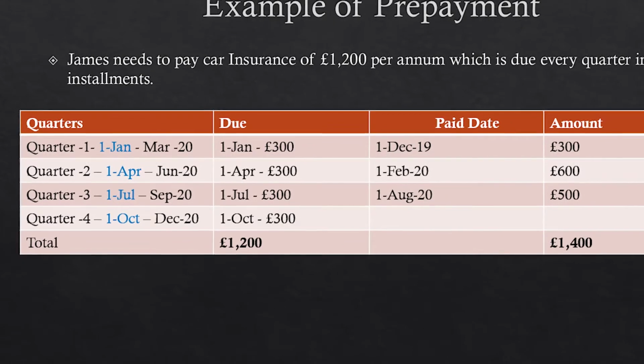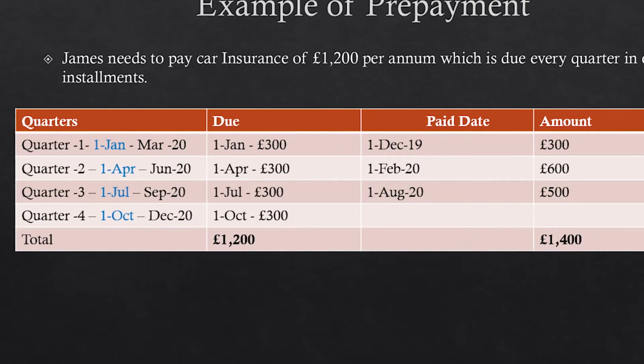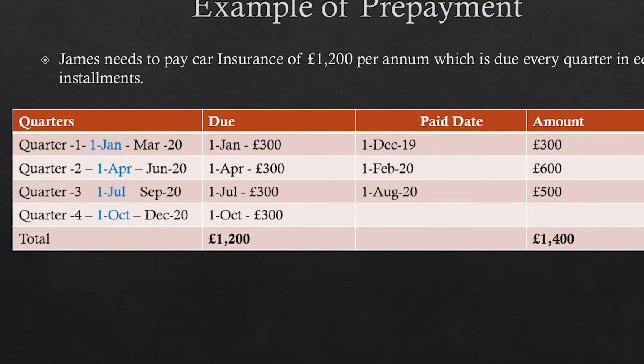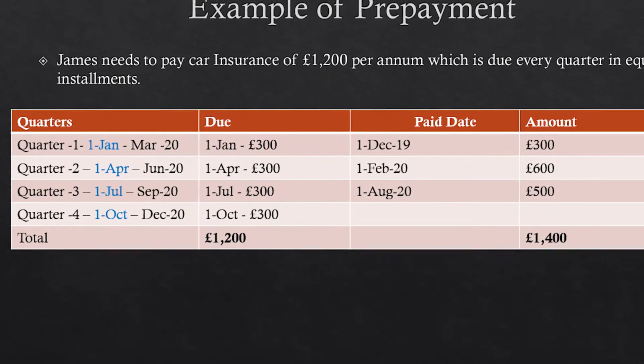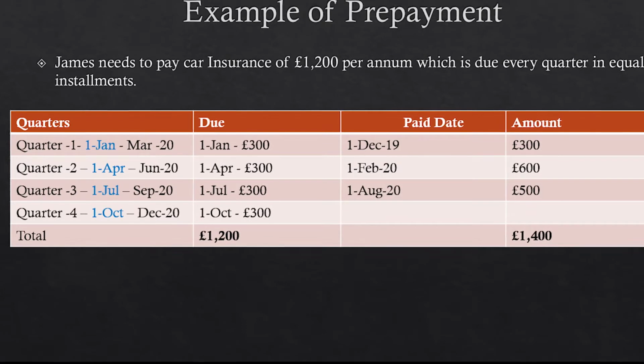The 1st of December, 300. It is important to note that it's the 1st of December 2019, which is the previous accounting year. This is when the payment occurred, so we need to bring that forward, but we'll talk about it a little later. Then it's the 1st of February, 600. And then the 1st of August, 500.